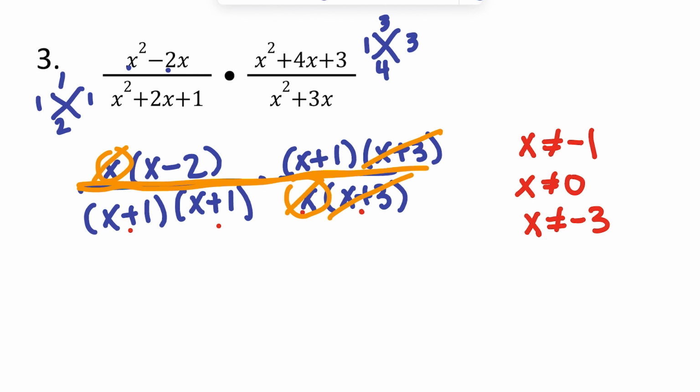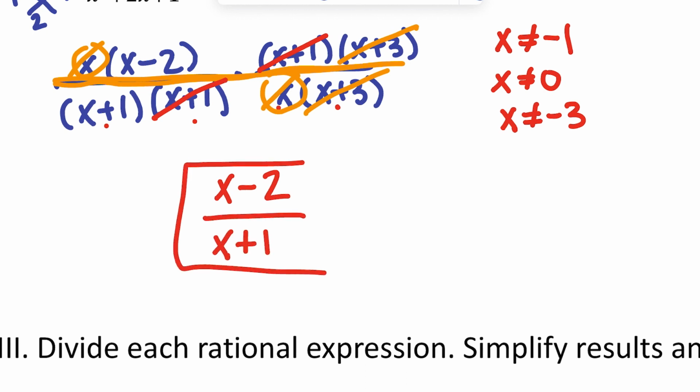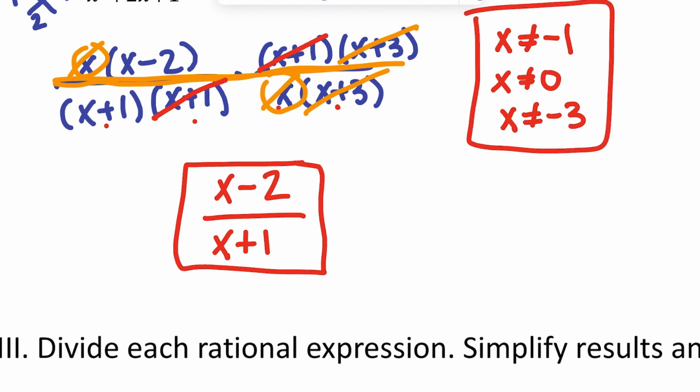And then finally, I see x plus 1. I see 1 on top and 2 on the bottom. They have to cancel in pairs. This one can only cancel this one. You cannot cancel 1 with 2. So what I'm left with here is x minus 2 over x plus 1. There is our final simplified answer with our excluded values.